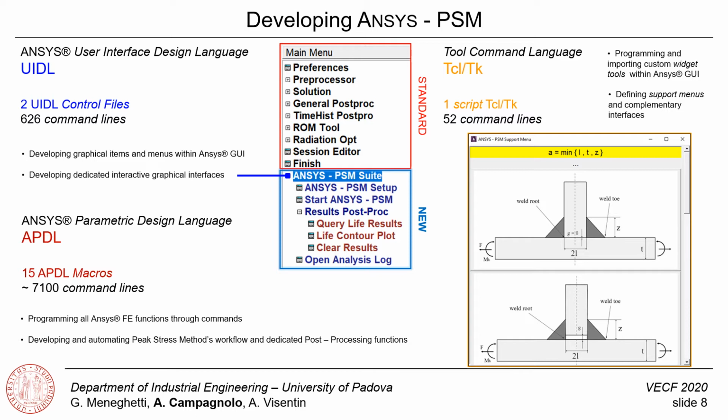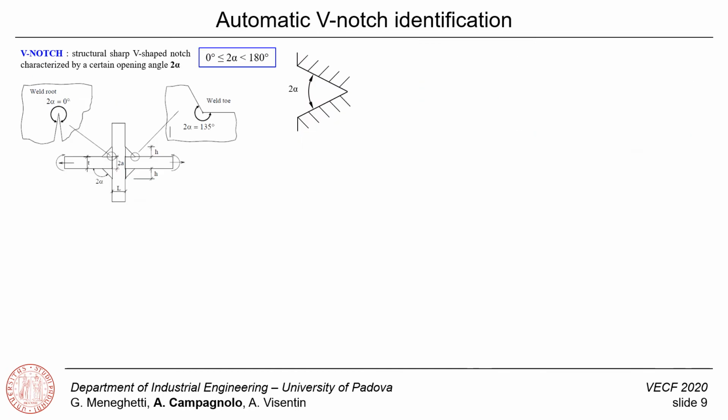But making the application of the peak stress method automatic doesn't mean only compiling a series of predefined commands. That is what led to the development of the automatic V-notch identification routine. A V-notch is defined as a structural, sharp, V-shaped geometrical feature characterized by an opening angle lower than 180 degrees. V-notch hotspots in 3D finite element models are the model's lines.